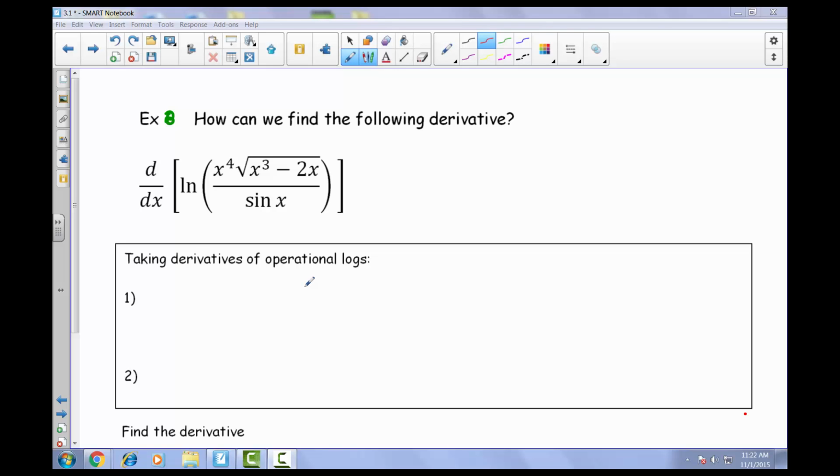Here we are at example 8 from our 3.17 notes. We're asked, how do you actually find the following derivative? When we notice the natural log of a function, we notice various operations going on within that function. How do you actually do that? How do you take that derivative?